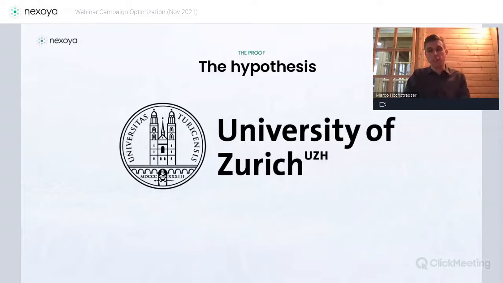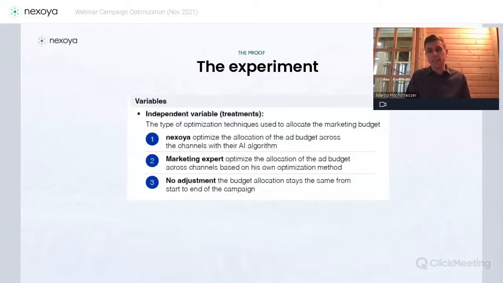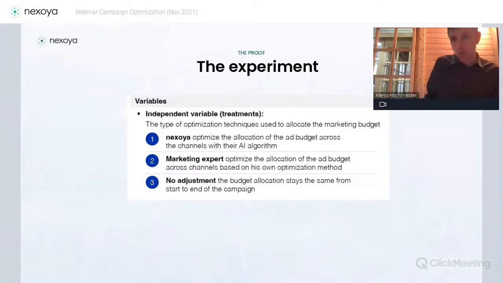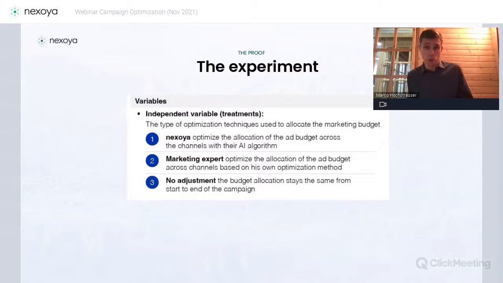When we went to the University of Zurich, this was then a study itself, and the experiment was as follows. We had 3 treatments. One element is where Nexoya optimizes with the machine learning models. We optimize budget twice a week, and we do grouping, predictions, and then we change the budget. The other was a marketing expert, who also optimized twice per week. He usually used 2 to 3 hours each time he optimized, and did exactly the same as the model. He looked at data, assumed which data is how good, and then moved the budget. He didn't use predictive algorithms.